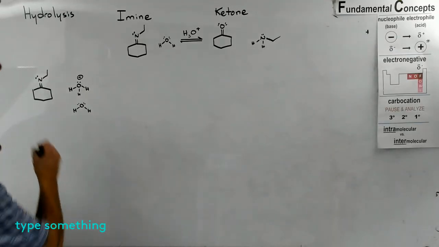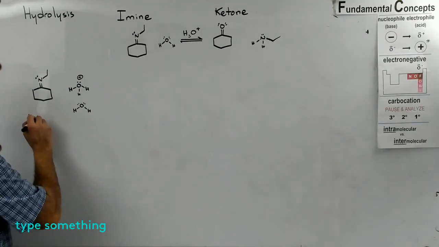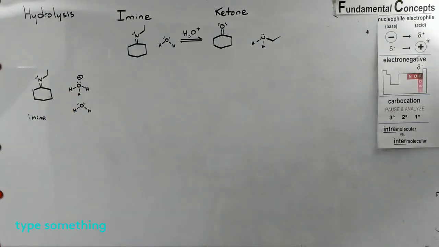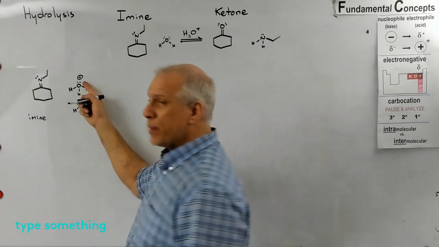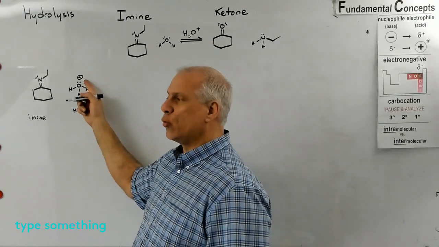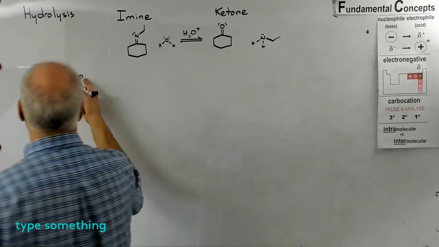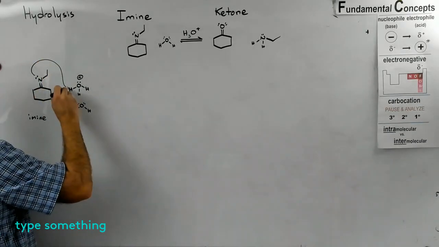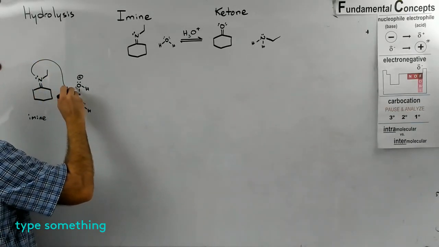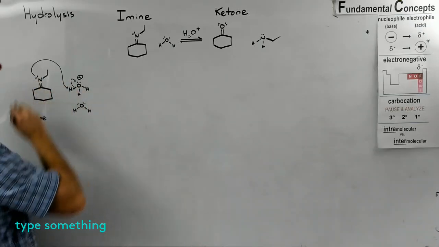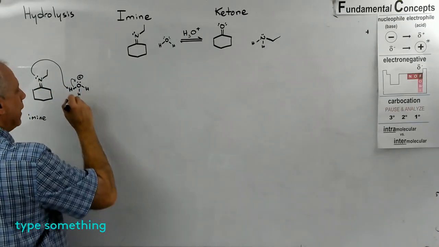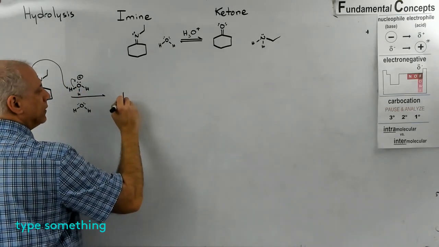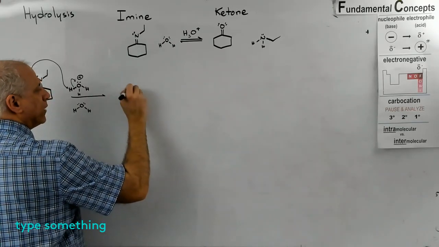We're starting off with our imine, and we have H3O plus and H2O. This oxygen is positively charged, not a happy oxygen. It wants to recover a couple of electrons. This nitrogen has a lone pair of electrons right here. So the first step is going to be to protonate the nitrogen of the imine, and we're going to go ahead and have that protonated.